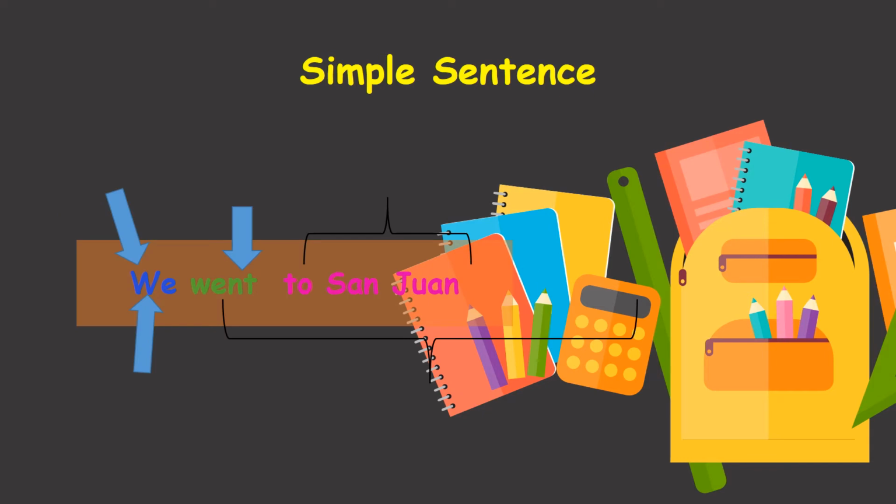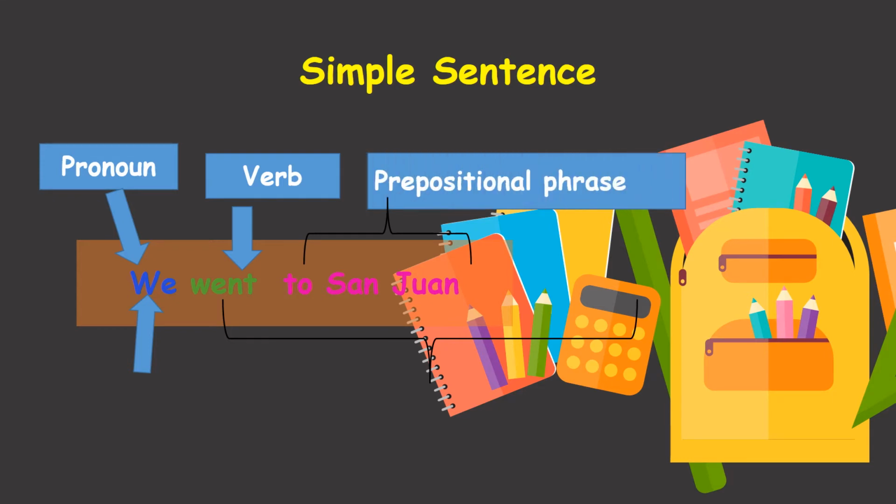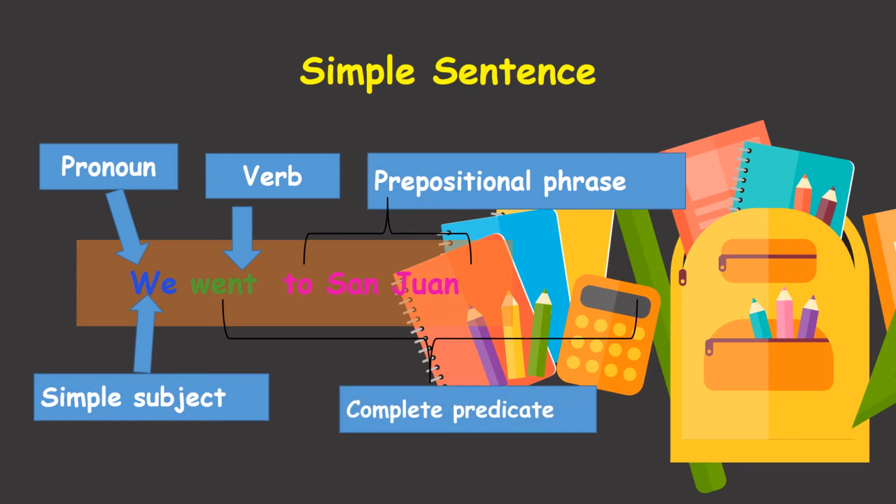Okay, let's see what is the sentence here. We went to San Juan. So, you have to identify what is the pronoun: we. Verb: went. To San Juan: prepositional phrase. So, we can say we as a simple subject. And went to San Juan, complete predicate.